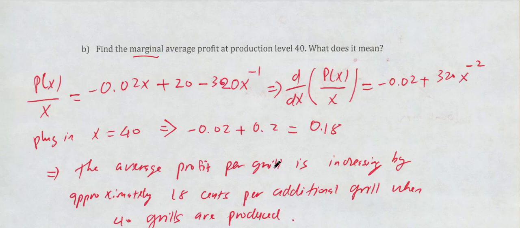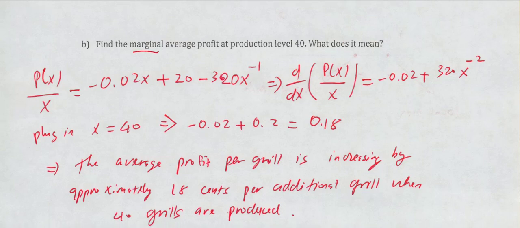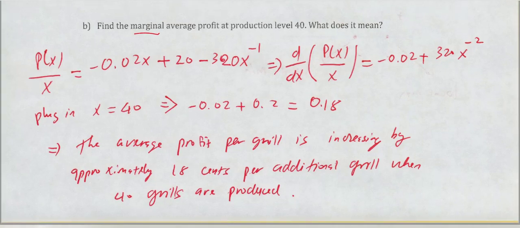So that means if we are at a level of 40, and we produce another reel, the average profit should increase by 18 cents, because this is positive, so the rate should be increasing for another additional reel. Then the average profit should be increasing at the rate of 18 cents.